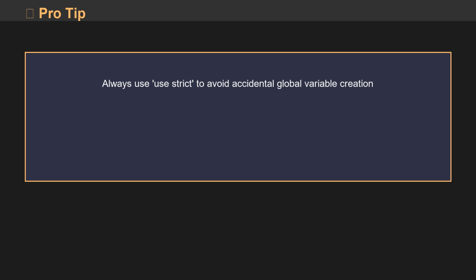Another important tip is to always use strict in your code. This prevents accidental global variable creation and makes your code more predictable. It's especially important when working with this. When working with class methods, remember that this can be lost when passing methods as callbacks. To maintain the correct context, you can either use arrow functions or explicitly bind the method in the constructor.